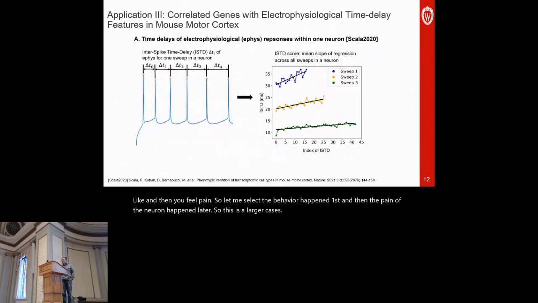In the last application, I will show how time delay in electrophysiological responses relates to gene expression. The left figure shows the signal during a measurement sweep. We can see the gap between spikes changes, and we can compute a feature for this dynamic pattern. On the right, we compute the slope of how those gaps change. One neuron can have multiple measurements, so we have multiple sweeps, and we can use a mean or robust mean of this slope as a feature. Here, the higher the feature score, the faster the time delay changes.